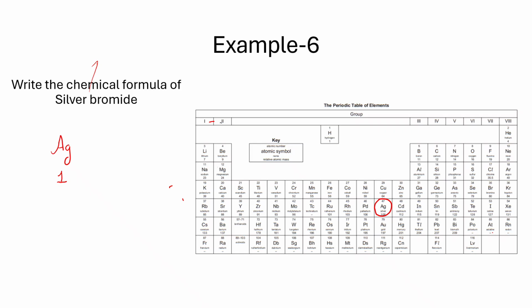The other element that is being present in this compound is bromine in the form of bromide. The symbol of bromine is Br, and because it's placed in group 7, its valency is going to be 8 minus 7, which is 1. So both of them are 1, which means the formula of silver bromide is going to be AgBr. I hope this is clear to everybody.